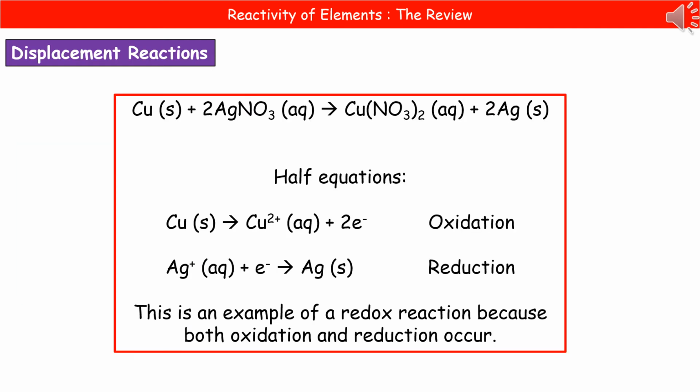So in terms of our half equations, if we've got the reaction at the top there, which is copper reacting with silver nitrate, then the half equation for copper is solid copper makes copper ions and 2 electrons. Remember, electrons have the e- symbol, and this is an oxidation reaction. And our silver ions gain 1 electron to become silver atoms, which is a reduction reaction. Don't forget, good old OIL RIG: oxidation is loss of electrons, reduction is gain of electrons. And because we've got both oxidation and reduction, it's a redox reaction.